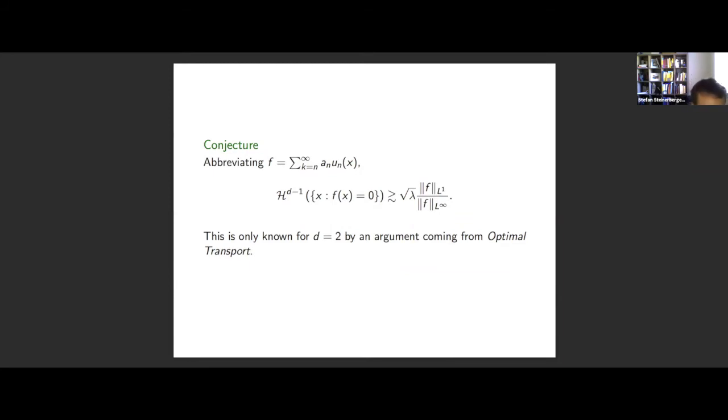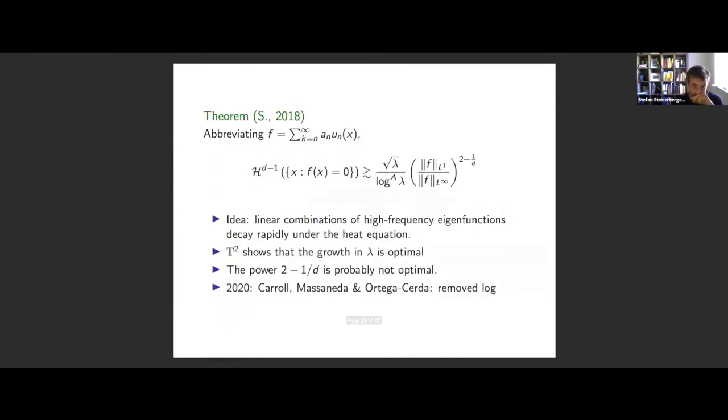Did removing the log keep the same exponent on the ratio of norms? This lambda has 2 independent factors. One of them is the oscillation: if you sum up high frequency objects, there's a lot of oscillation. That's capped by the square root of lambda term. And this is a scaling invariant quantity. So somehow they play different roles. So the log does not impact this term.